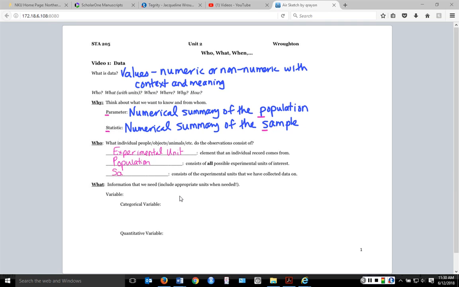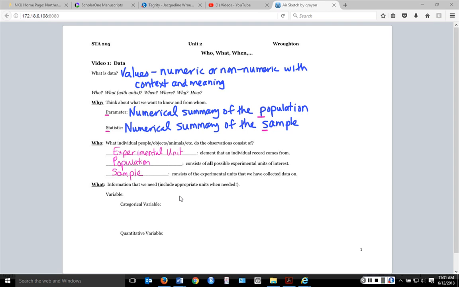And then once we know the population, we can figure out who our sample is. Our sample is the ones that we actually collect data on. So although I might be interested in all people in the United States, I'm probably not going to get information on every single person in the United States. So I might only get a few of those people, and those people would be my sample.